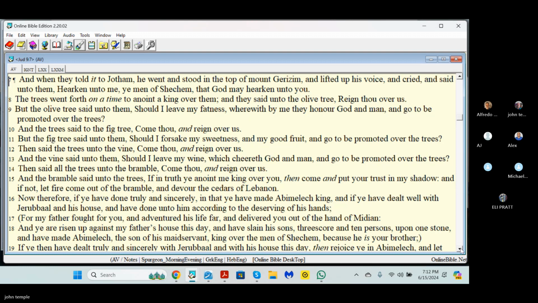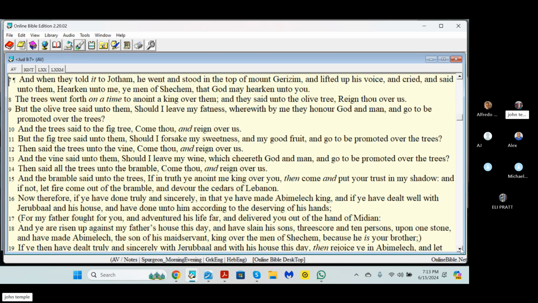Now, therefore, so this is Jotham yelling at these people. He's giving them a parable, and he's actually being sarcastic when he's doing this, and he's chiding them, and he's got to run for his life after this. He says, "Now, therefore, if you have done truly and sincerely in that you have made Abimelech the bramble king, and if you have dealt well with Jerubbaal and his house, which they haven't, and have done unto him according to the deserving of his hands, for my father fought for you and adventured his life far, and delivered you out of the hand of Midian."